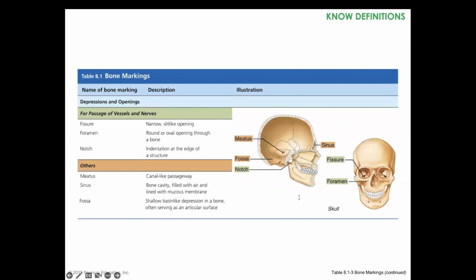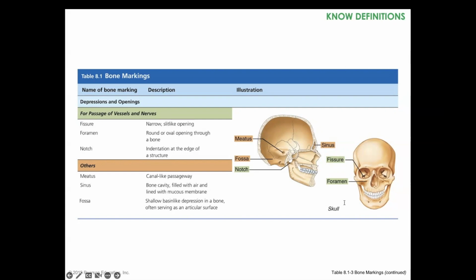So the last category we have is depressions and openings. If you notice at the bottom, the last three are listed as other because they don't technically fall into a specific shape like the others do, but they are still going to be depressions and openings. So the first three markings are going to be used to allow for the passage of blood vessels and nerves. So first we have a fissure, which is simply a narrow opening. And you can usually find those in the eye socket of the skull.